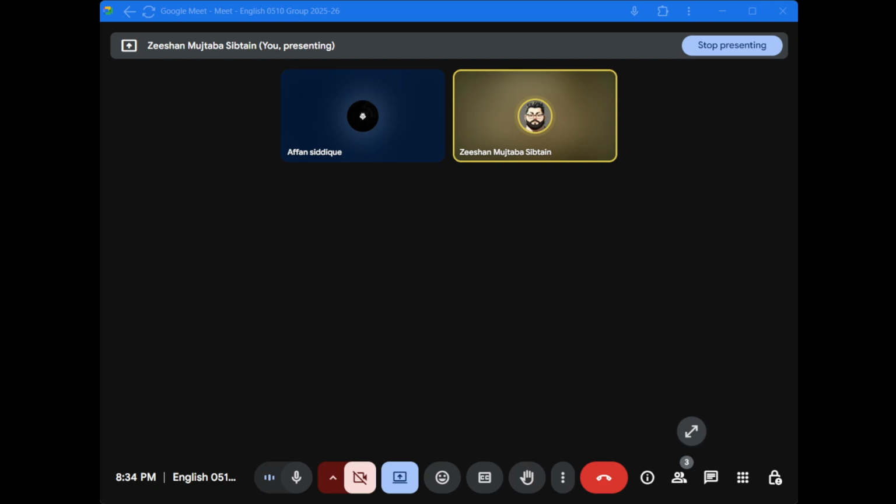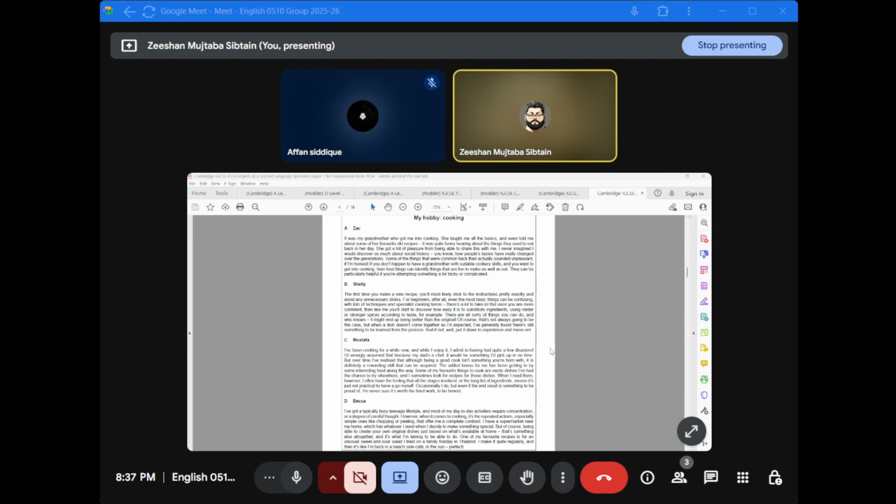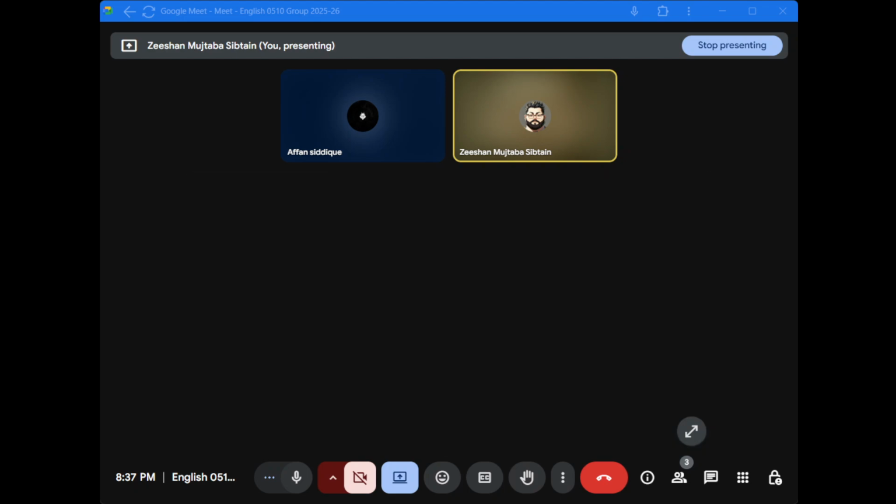So now that we know what the answer is, can you find something in the text of C that tells you that this person is enjoying cooking more? An understanding that made the writer enjoy cooking more. So is there something in text C that's telling you? Is it this? It is definitely a rewarding skill that can be acquired. The added bonus for me has been getting to try some interesting food along the way.